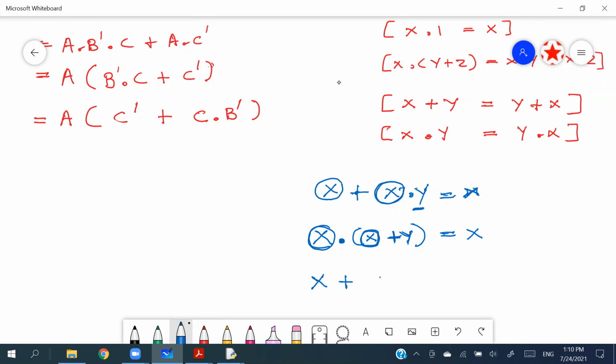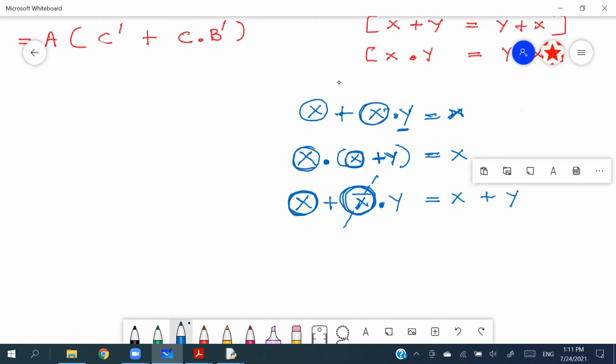x plus x bar dot y. Now what is the relation? X is alone, its complement doing the dot operation with y. So we forget about the complement. That means x plus y. goes in the same way.